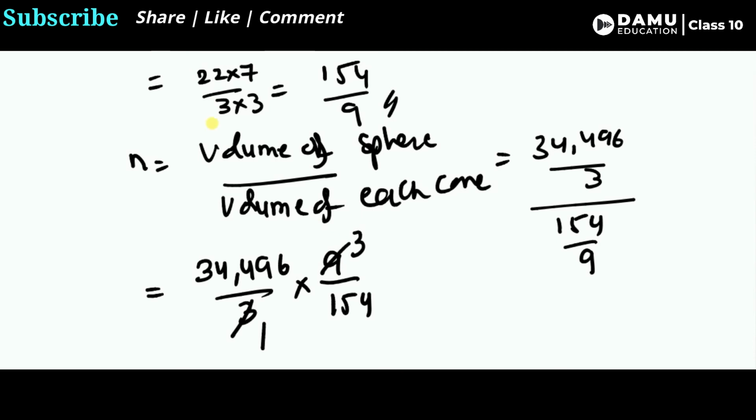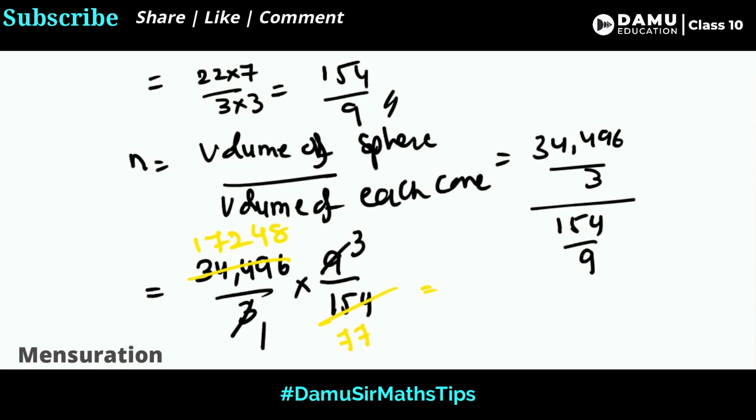Can we calculate it with this? 15 and 4, not possible. Let's cancel with 2. 2 sevens are 14 again. 154 by 2 gives 77. Then again go with 3. 2 ones are 2, 2 sevens are 14, 2 twos are 4, 2 fours are 8, 2 eights are 16. So is there any possibility to cancel 17248 by 77? Yes, we can cancel it.